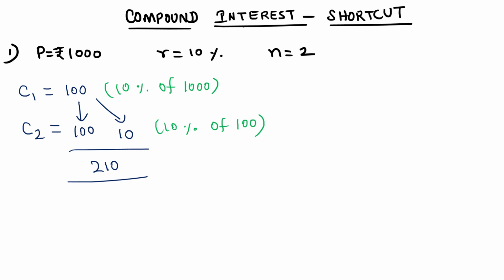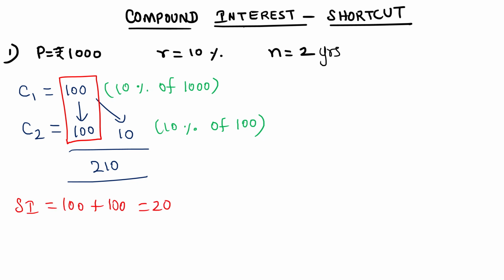It is very simple to know here, right? If you want to find only the simple interest, you have to add only these rectangle values, that is 100 plus 100, which results in 200. If you want to know the difference between them, I'll make one more triangle over here. This triangle indicates the difference between the compound interest and the simple interest.